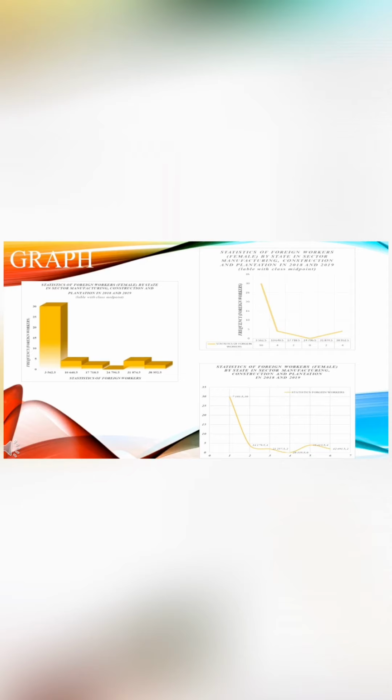For this assignment, our group will present and show three types of graph. We use the frequency polygon, histogram, and ogive. For the histogram graph, after we got all of the data, we can see that the graph is not stable because the data of female foreign workers for the 7 states are not the same. For the polygon graph, we can also see that the graph is not too stable because the data of one of the states is too high compared to the others.